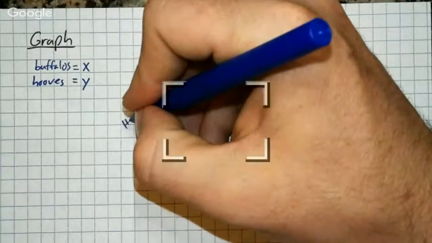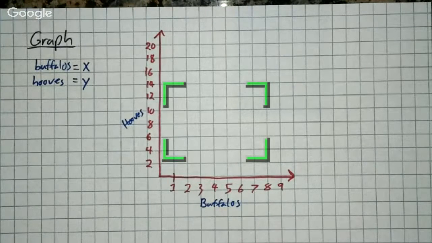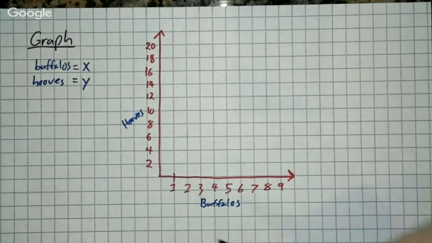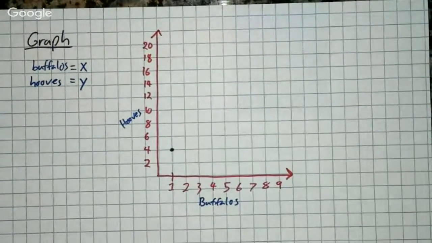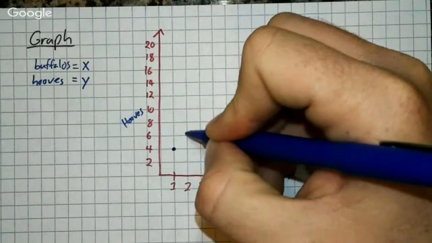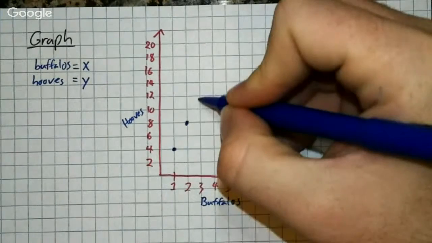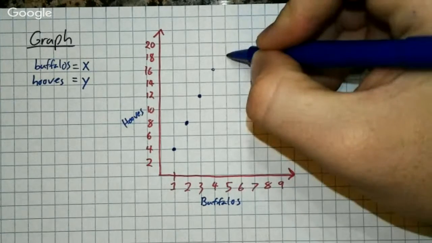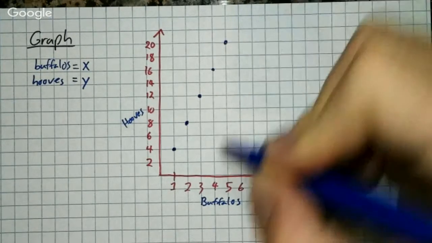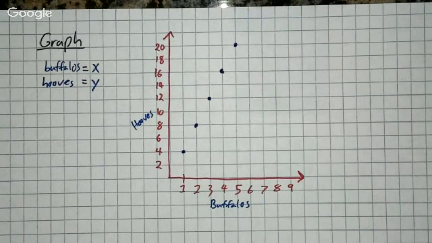And the hooves are going to be our Y value. And how are they going to relate to one another on this graph? Well, if I have 1 buffalo, I'm going to have 4 hooves. If I have 2 buffaloes, I'm going to have 8 hooves. If I have 3 buffaloes, I'm going to have 12 hooves. 4, I'll have 16. 5, I'll have 20. And we can keep going on, but we're running out of room on our graph, so we'll leave it right there. So now you can see I have a relationship drawn on my graph.